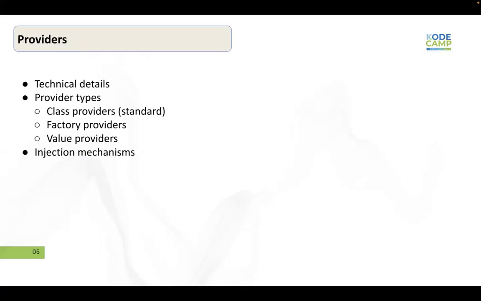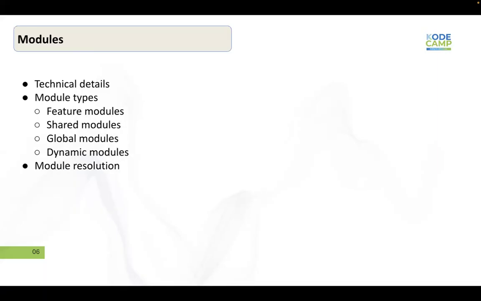From there, we moved over to providers, where we discussed their technical details and provider types. We talked about class providers, factory providers, value providers, and we also briefly looked at injection mechanisms. And we moved over to modules, but we did not complete it.